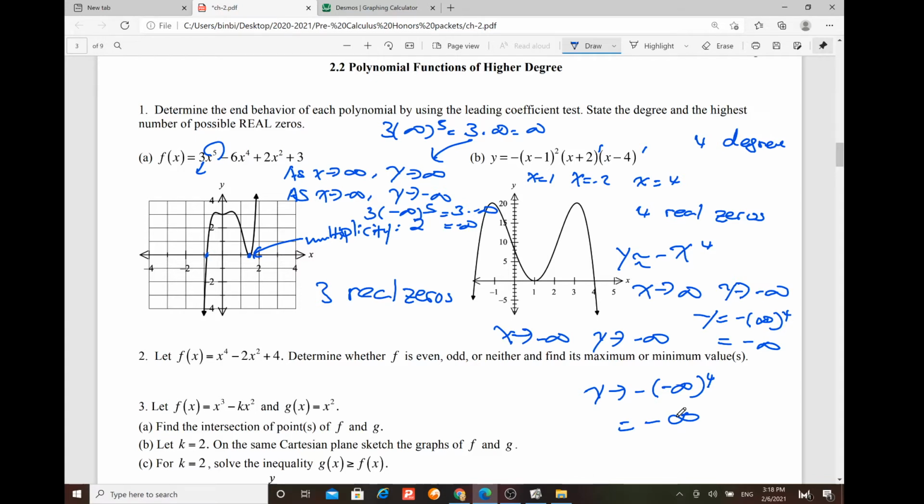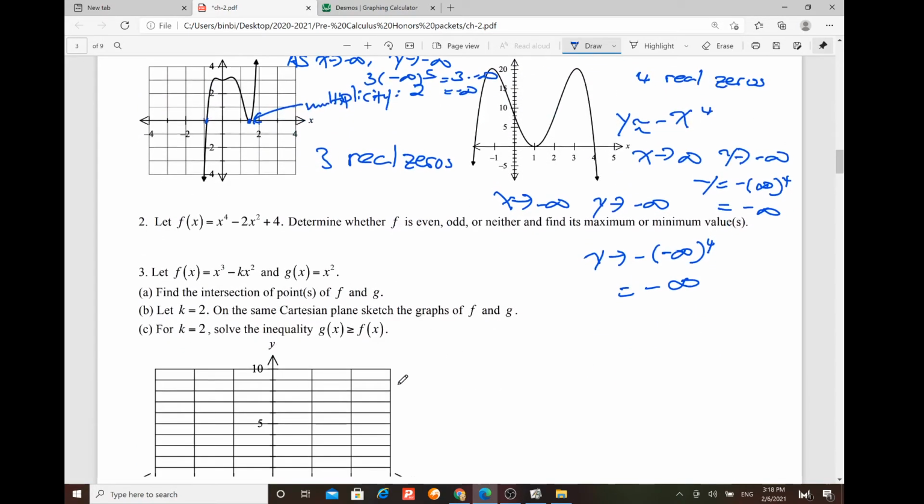And you might be wondering, what about the bumps? The maximum, minimum. We'll talk about that later for the next one. So for number 2, you want to determine whether f is even, odd, or neither, and then find its maximum or minimum value. Okay, so it looks like this one is going to be a W curve.